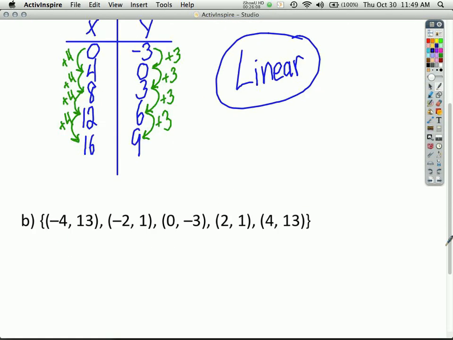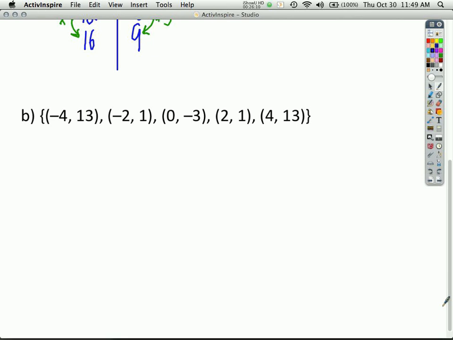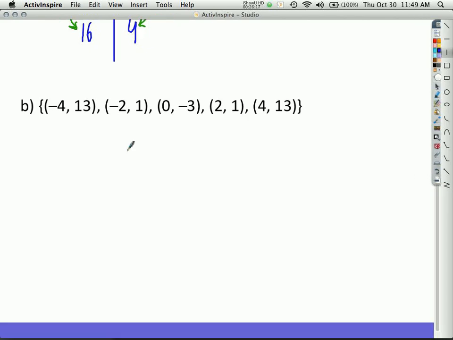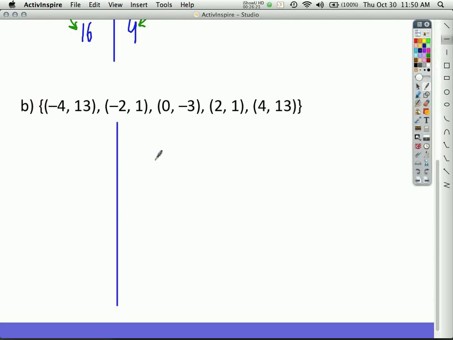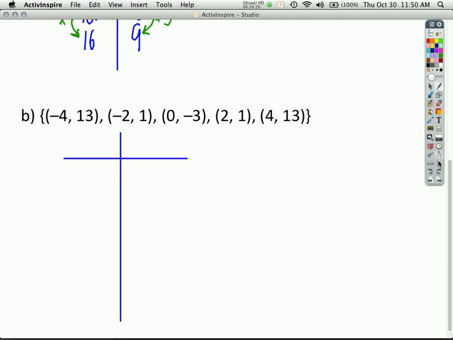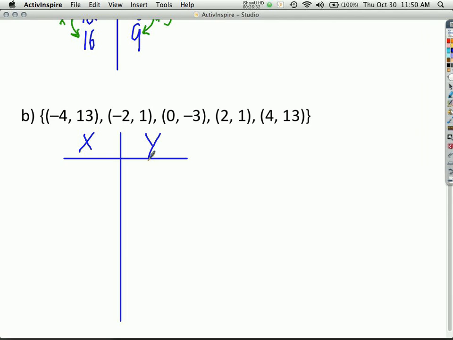Let's see how you would do with this one. Part B. Again, I don't want you to copy it as it is. I want to immediately make a t-table and translate the ordered pairs into a table form. -4, 13, -2, 1, and so on.